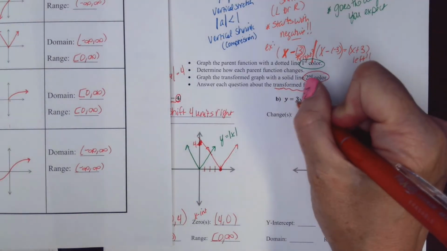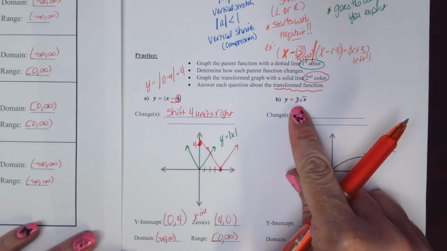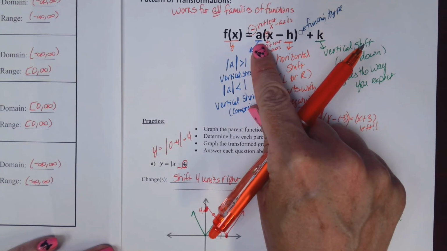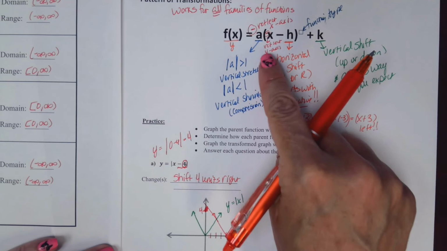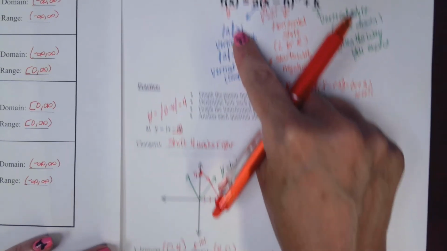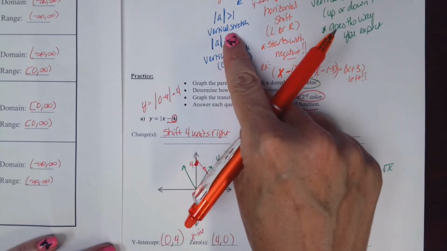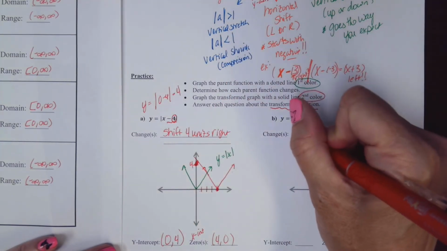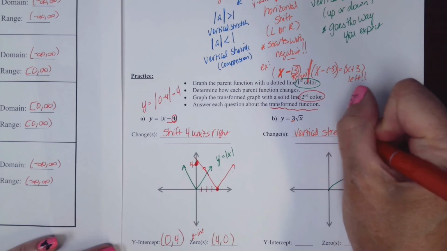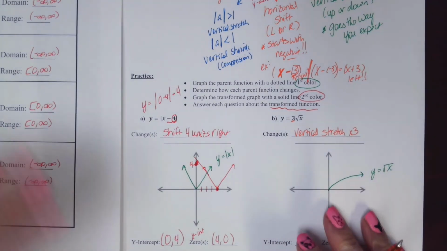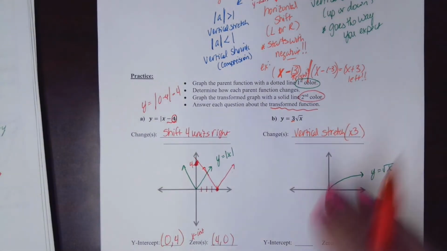Well, I've got this coefficient in front of my square root symbol. That's a value a. That's either going to be a stretch or a compression, stretch or a shrink. Well, it's a whole number. It's greater than 1. 3 is greater than 1. So it's going to be a vertical stretch by a factor of 3, times 3.